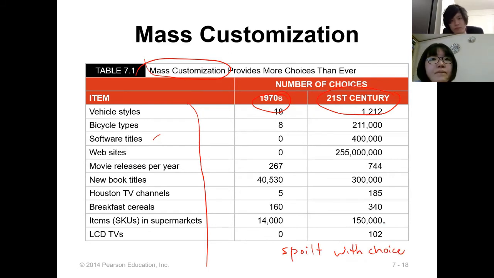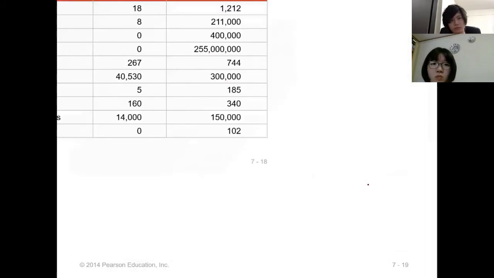You're spoiled with choices. You can choose so many things. Okay. So items in a supermarket, from 14,000 to 150,000. LCD TVs, from 0 to 102, probably more today. Okay, websites, and millions of websites. So you don't have time to even look at them or view them.